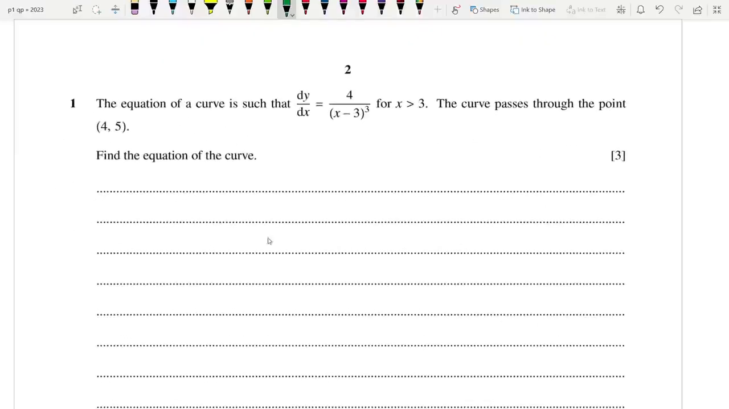The equation of a curve is such that dy by dx is equal to 4 by (x minus 3) whole cube. For x greater than 3, the curve passes through the point (4, 5). Find the equation of the curve. Okay, so we are going to integrate it.